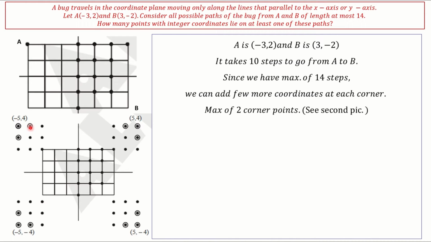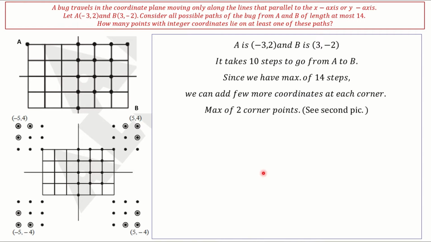So if you take the circled one, how many steps does it take? 1, 2, 3 to come here, correct? Sorry, it starts from here. A is here, right? It starts from here. 1, 2, 3. It goes then 4, 5, 6. So it will become 6 plus 10, 16, which is not allowed, right? But let's say if you take this point, starts from here 1, 2, 3, 4, and then plus 10, 14. So that's allowed. So only these extra dots at each corner are possible for this bug to travel.